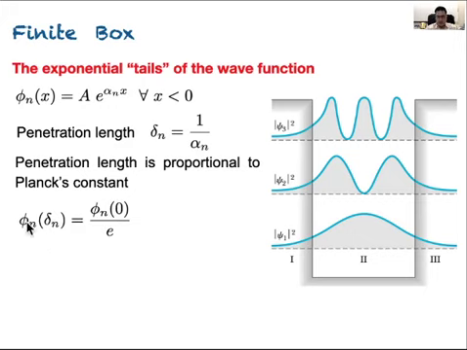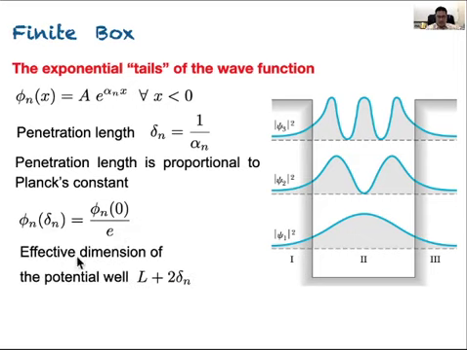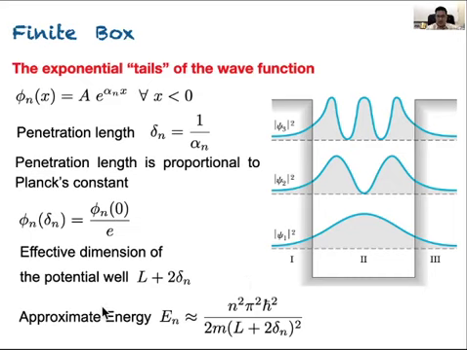Now we can say that the value of phi at delta n is equal to the value of phi at x equals 0 divided by e. Then effectively the dimension of the potential well is L, plus delta n on this side, and delta n on this side. So the effective dimension of your well is L plus 2 times delta n. And this is hand waving.